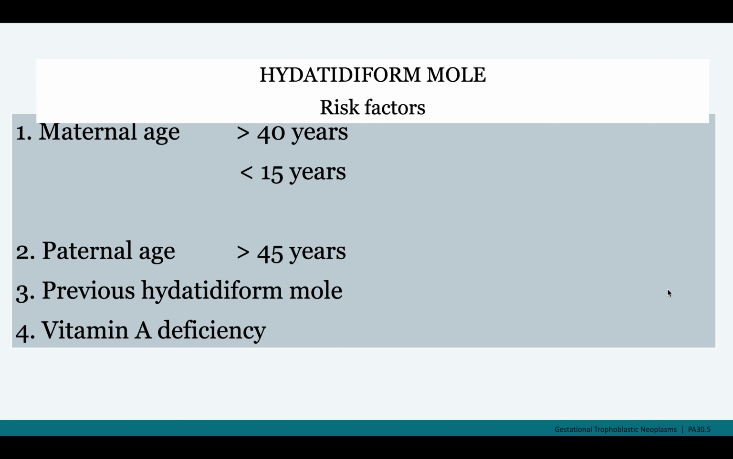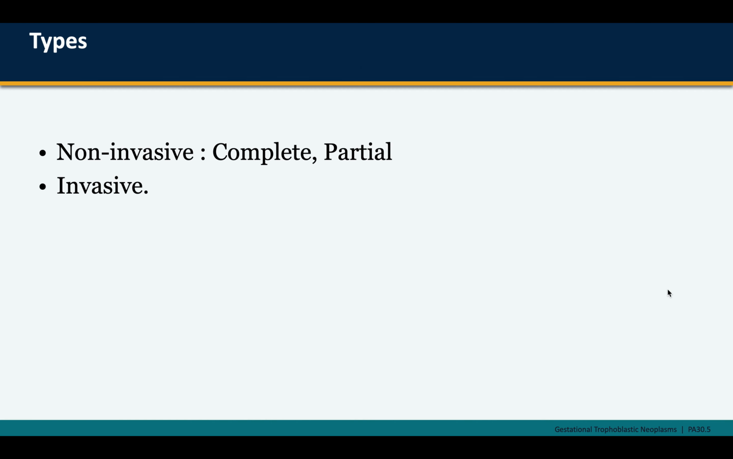What are the risk factors? Mother's age more than 40 years or less than 15 years, paternal age more than 45 years, previous H mole, or vitamin A deficiency. What are the types of H mole? It is divided into non-invasive and invasive. Non-invasive is further divided into complete and partial mole. It is important to differentiate between complete and partial mole because the pathogenesis is different, the morphology is different, and the future prognosis is also different.